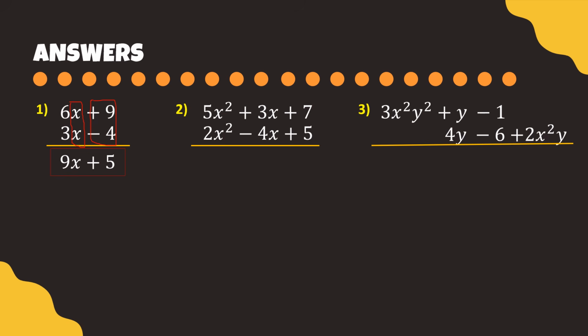For number 2, we also have this correct alignment. So 5x squared plus 3x plus 7. Under it we have 2x squared minus 4x plus 5 under each proper term or appropriate column. So our answer would be 7x squared minus x plus 12.